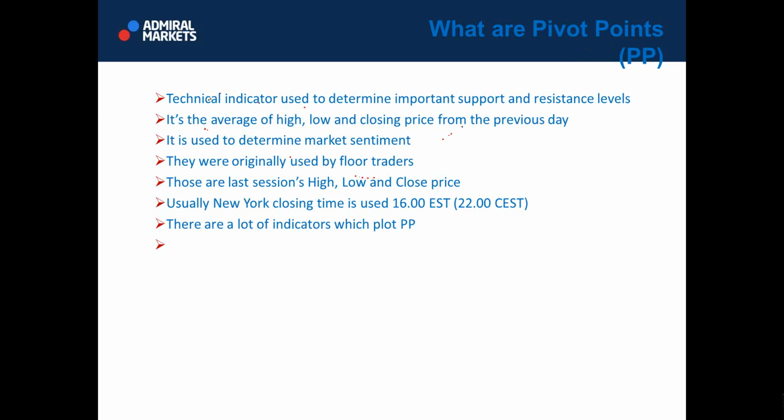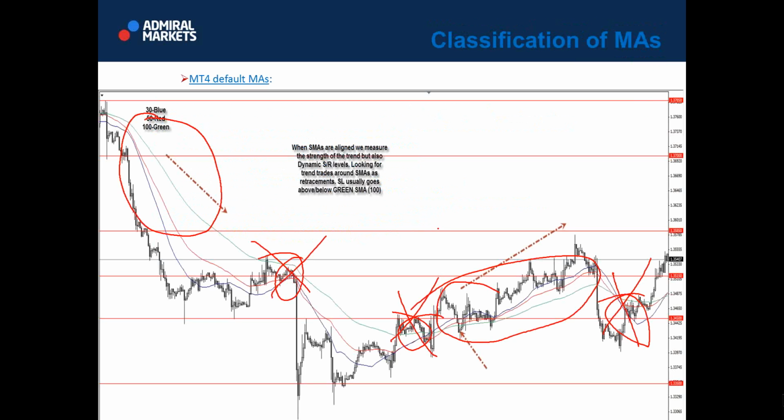Pivot points are technical indicators used to determine important support and resistance levels. It is the average of high, low, and closing price for the previous day. It is used to determine market sentiment. They were originally used by floor traders. Those are last session high, low, and close price computed with equations. Usually New York closing time is used, 4 EST or 10 Central European Time. There are a lot of indicators which show pivot points. For this strategy, you need to use daily or weekly pivot points attached to the chart.